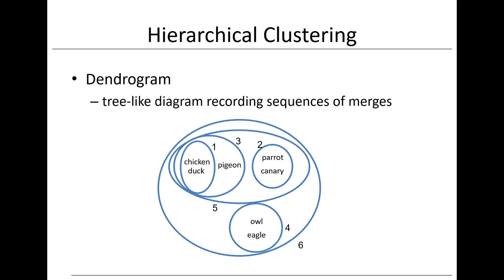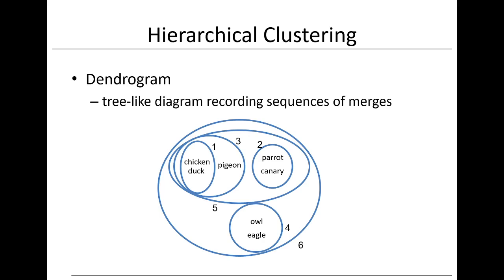In order to decide upon the optimal number of clusters, a dendrogram can be used. This is a tree-like diagram that records the sequences of merges. Let's illustrate this with an example. Assume that we want to cluster birds in terms of their characteristics, such as the way they look, the noise they make, what they eat, and where they live. You can see the clustering process illustrated here.